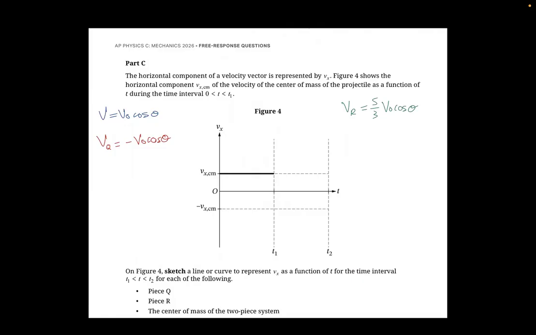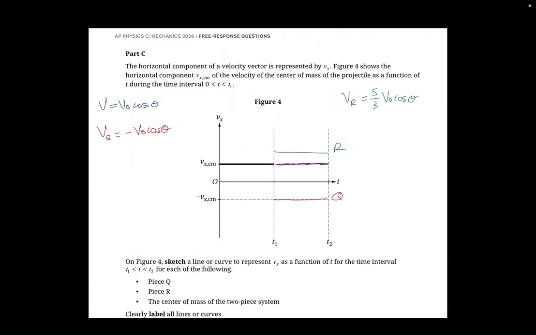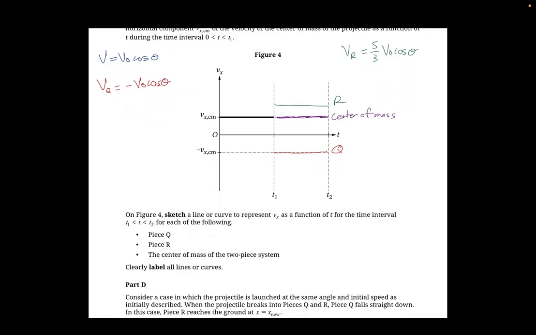So negative V naught cosine theta would be down here. So that's piece Q. 5/3 V naught cosine theta would be up here. So that's piece R. And the center of mass component should actually be exactly the same. And we can see that here. This is the center of mass. And it is a little bit closer in value to R compared to Q, and that's because R is actually 3 times as massive as Q. So I think that should be it for part C. We've clearly labeled all lines or curves. Perfect.